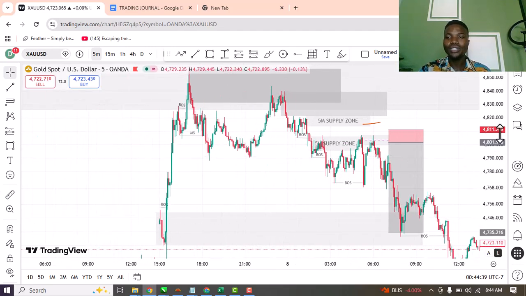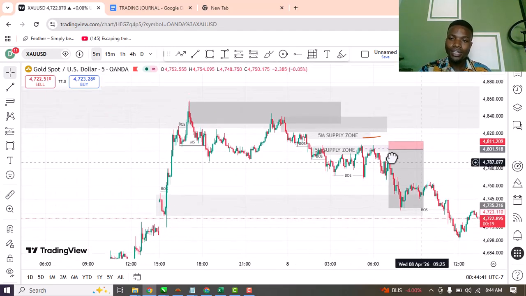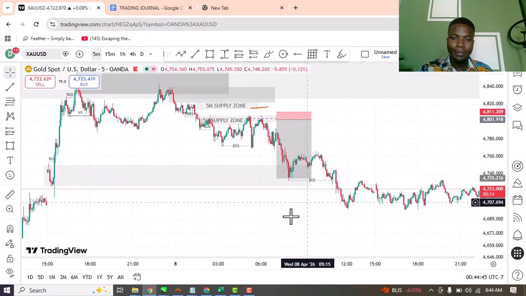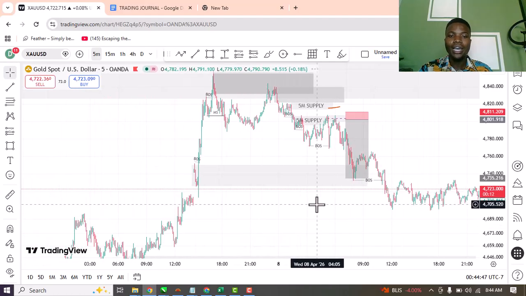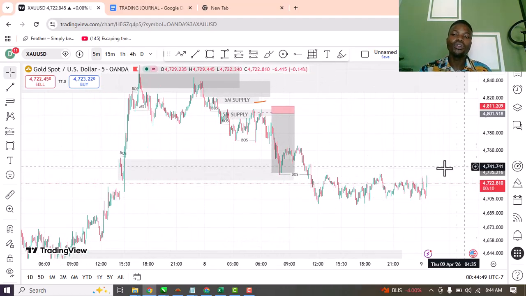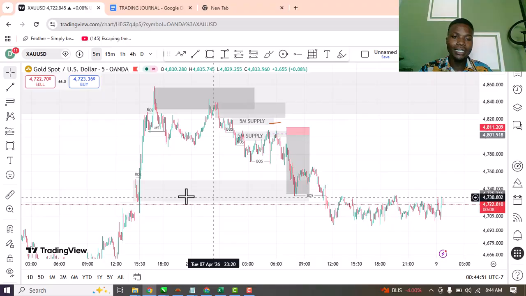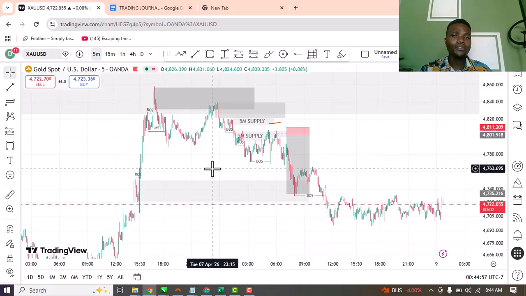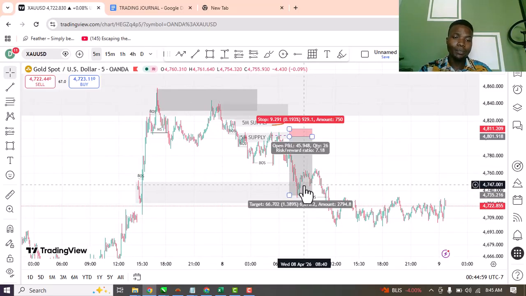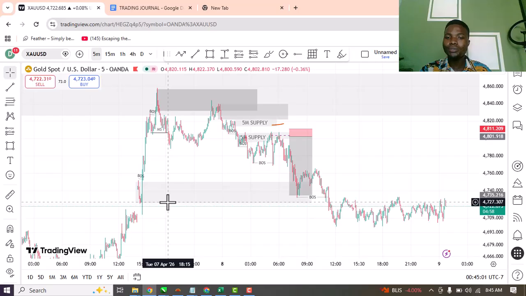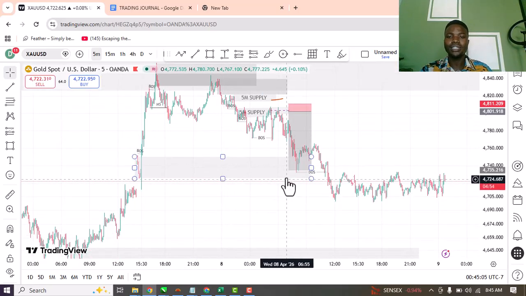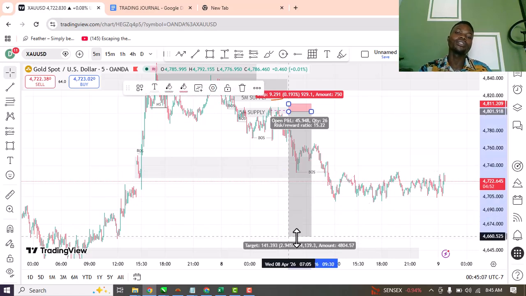And eventually price went all the way down here. Yesterday, I didn't want to be too greedy. Because this is another break of structure that we have, I placed my take profit around this zone, because I don't want to be too unrealistic about price and set my TP all the way down here.